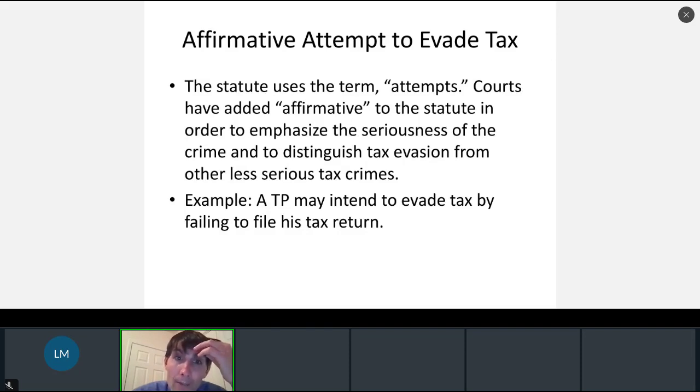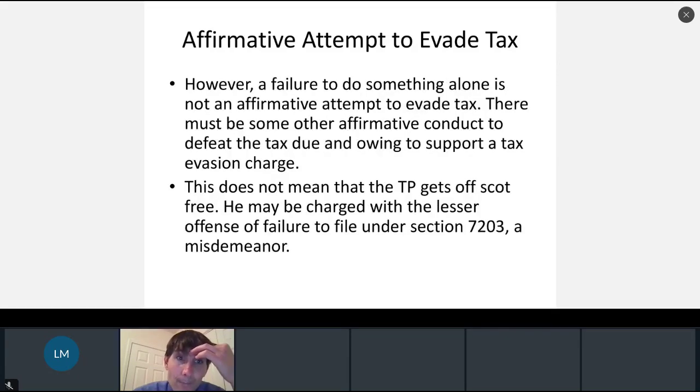Courts have added affirmative to the statute in order to emphasize the seriousness of the crime and to distinguish tax evasion from other less serious tax crimes. An example here is that a taxpayer may intend to evade tax by failing to file his tax return. There's also a separate statute that can be applied to charge such a person with the offense of failing to file their tax return, and that's separate and apart from the tax evasion statute.